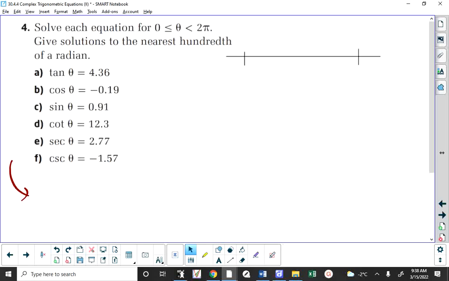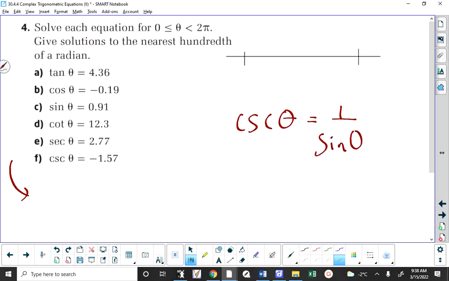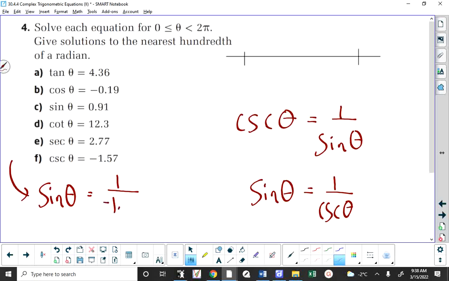If you show this question F here to a Math 20 student, they don't understand what it means because they've never been taught what cosecant is. But we've been taught that cosecant of theta is equal to the reciprocal of sine of theta. And that means that sine of theta is the reciprocal of cosecant of theta. What that means is sine of theta equals the reciprocal of negative 1.57. And all of a sudden, we've turned that question from a Math 30 question to a Math 20 question, because this is a question that would be on a Math 20 exam in trigonometry.